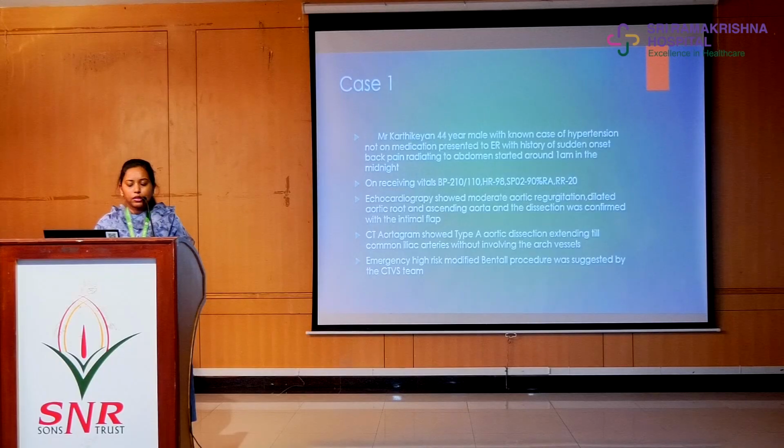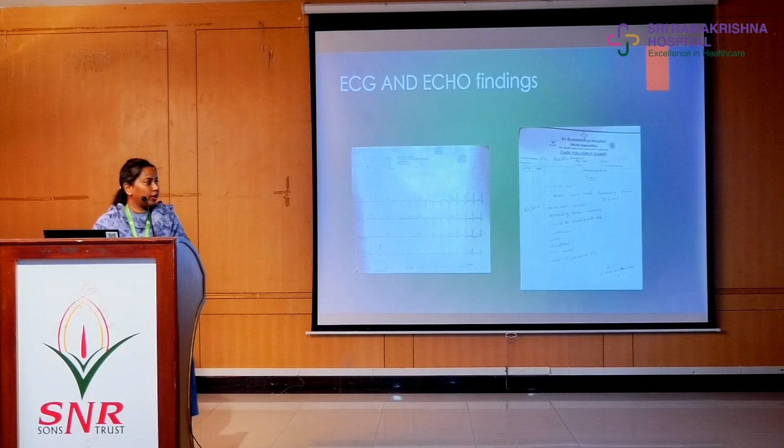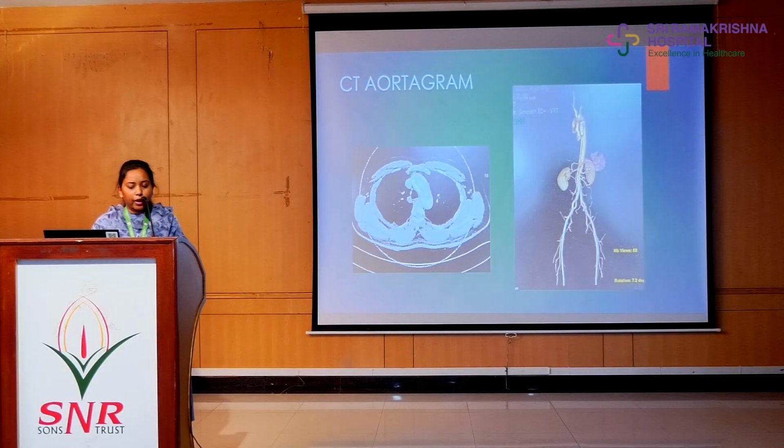The emergency high risk modified Bentall procedure was suggested by the CTVS team. The patient got operated in his hometown and he is doing well now. These were the findings of the first case. The ECG had ST-T changes. In echo, there was aortic valve dilatation, aortic root dilatation, and ascending aorta dilatation was also seen. CT aortogram showed the tear starting from the ascending aorta till the common iliac arteries.